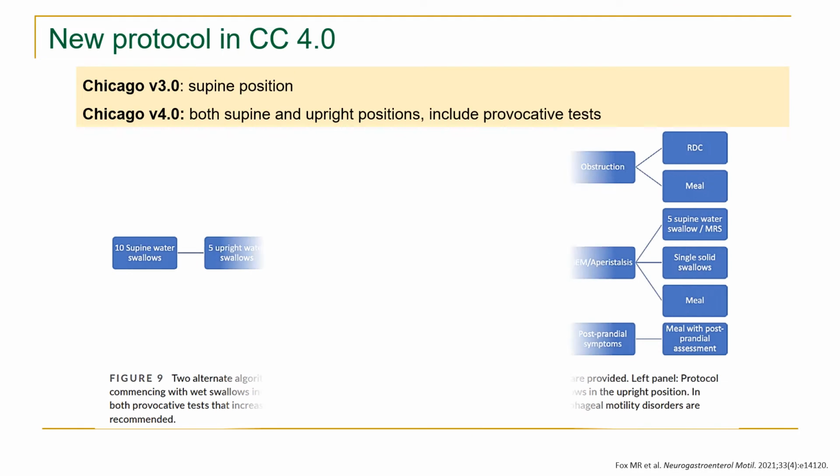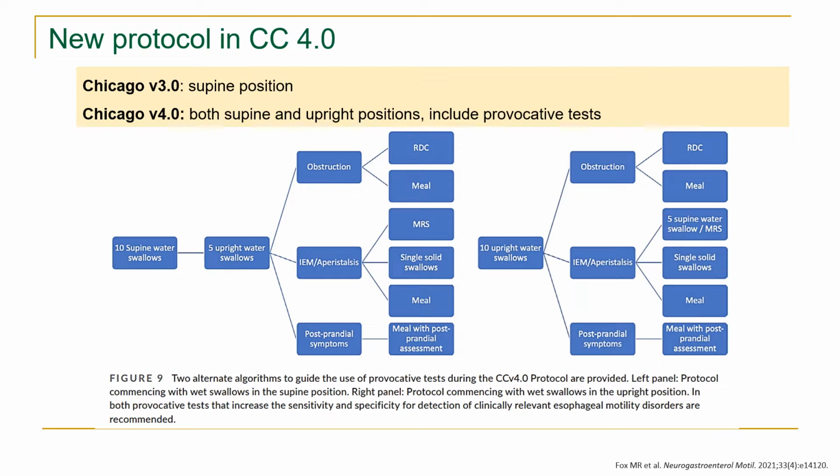The first thing is the new protocol. In the Chicago 3, we only used the supine position for all the wet swallows. But in Chicago 4, we could use both supine and upright positions. And one more thing is that the provocative test must be included in the protocol procedures by Chicago 4. So when the patients perform HRM, they will perform 10 supine water swallows and then 10 upright water swallows.